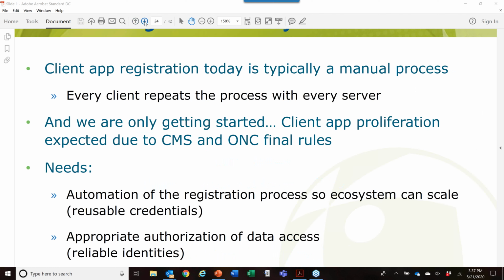So what we need to get ahead of the curve here, and to make this so it doesn't break everything when we hit those points, is a way to automate the registration process so that this ecosystem can scale naturally and easily. This really comes down to reusable credentials. We'll talk a little bit about that. And then using those credentials to ensure there's appropriate authorization and access to data.